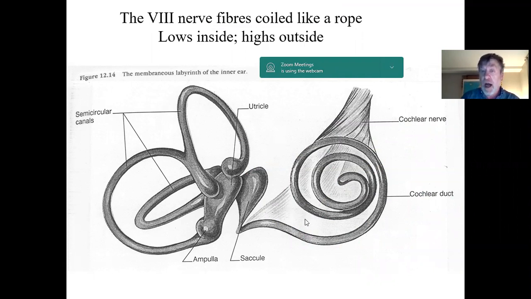And notice that the highs are located on the outside and the low frequency fibers are located on the inside. So the eighth nerve also is tonotopic. And the way we talk about the eighth nerve being tonotopic is when we talk about tuning curves.